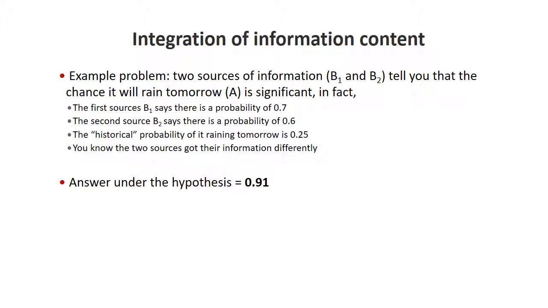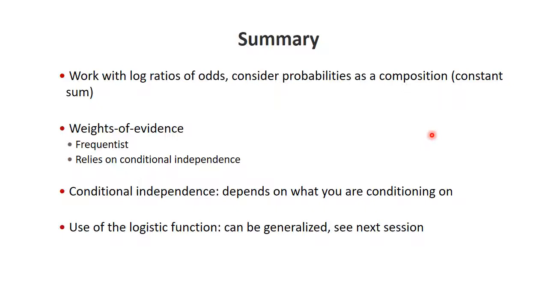Okay, so in summary, for the weights of evidence, it's better to work with odds and odds ratios instead of probabilities. The weights of evidence is a frequentist approach relying on conditional independence. The previous model that I showed is a belief model, but also relies on conditional independence. Conditional independence is an uncommon notion or assumption, but what is important is that it also depends on what you're conditioning on. You can't just write P of A, B given C as the product of P of A given C times P of B given C. It really depends on what the C is, essentially, in that case.